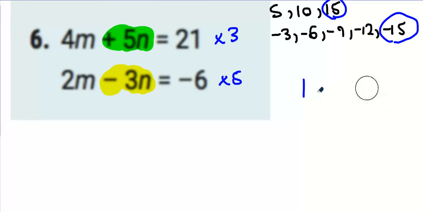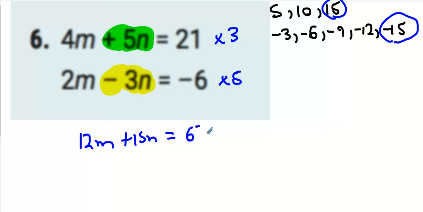So, Jesse, would you take the top part for me? Multiply across by 3. Yeah. 3 times 4 is 12. 3 times 5 is 15. And 3 times 21 is 63.